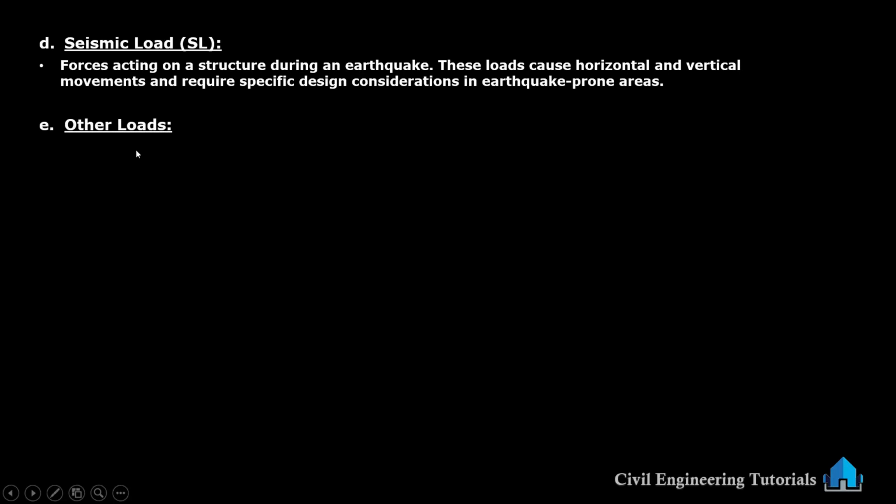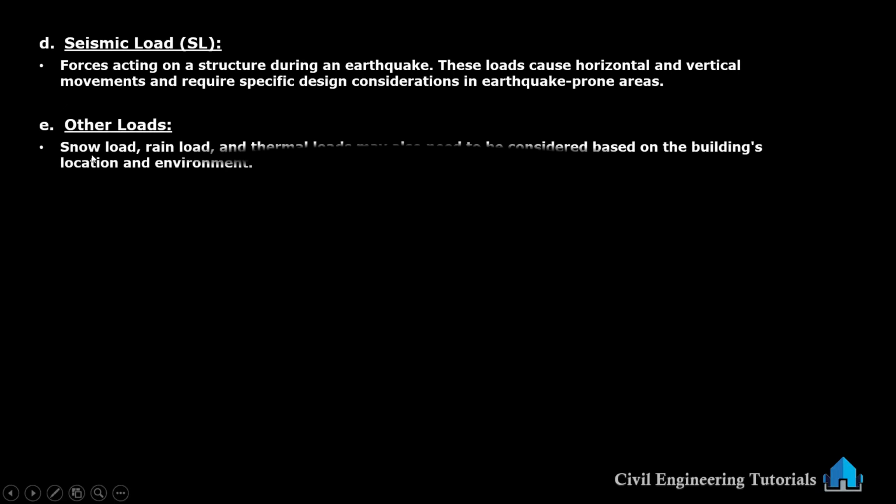Other loads. Snow load, rain load, and thermal loads may also need to be considered based on the building's location and environment. Except for live load, wind load, seismic load, and dead load, other loads come in the form of snow, rain, and thermal loads. These loads also come on the building, so we have to consider them as per location and environment.